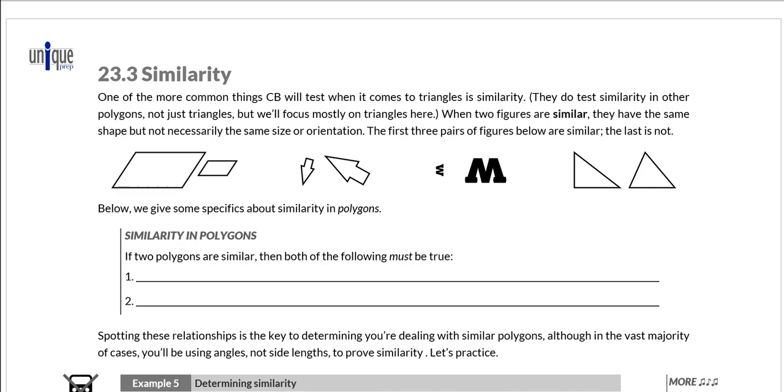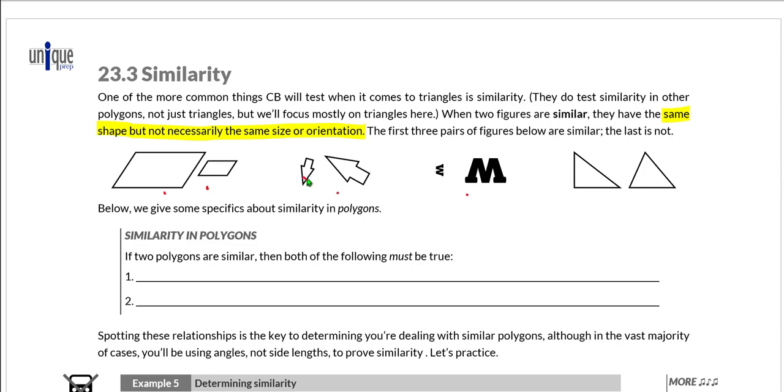When two figures are similar, the very basic way to think about similarity is that two shapes or two figures have the same shape, but not necessarily the same size or orientation. So I'm going to go ahead and highlight that here. Same shape, not necessarily the same size or orientation. So you can see in these three pairs of figures on the left here, you've got two parallelograms that are seemingly the same exact parallelogram in terms of their shape, but they do have different sizes. These two arrows have different sizes and different orientations, but again, they're the same shape.